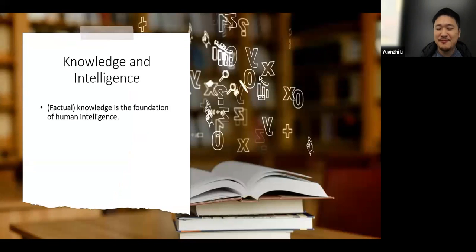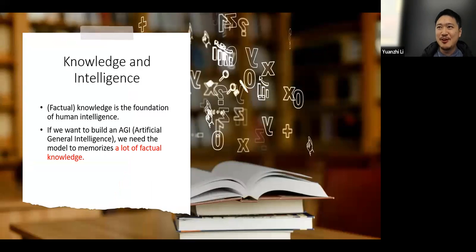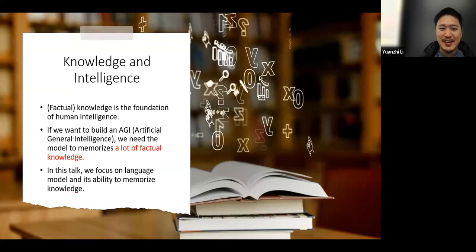And of course, factual knowledge is one part of the foundation of human intelligence. If you want to build an AGI system, or artificial general intelligence, we need a model to memorize all or most of that factual knowledge, so it can be used to answer questions reliably, based on the factual knowledge. In this talk, we try to understand the ability of language models to memorize and manipulate factual knowledge. The talk will be pretty simple, and you can stop me at any moment if you have questions.